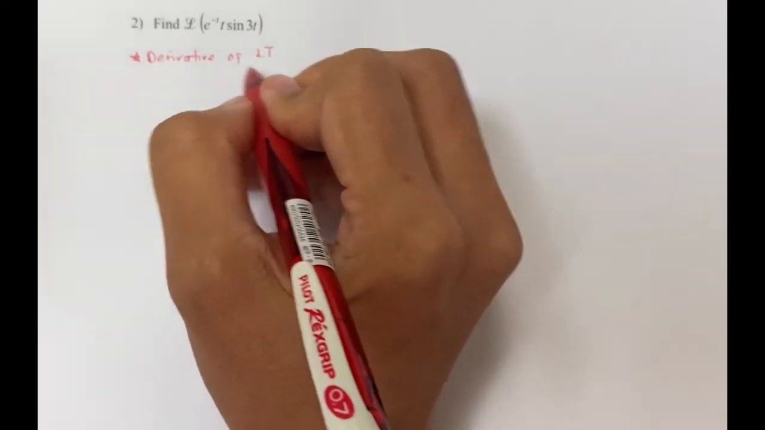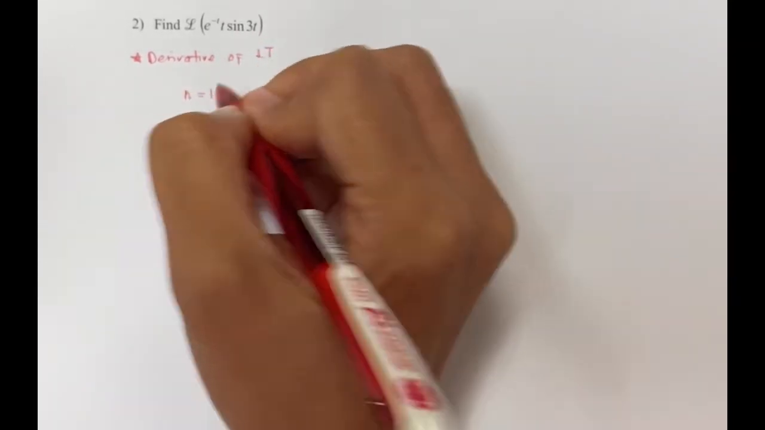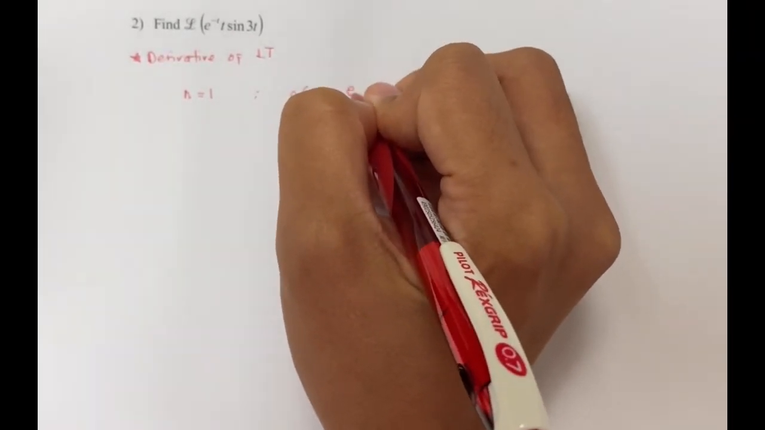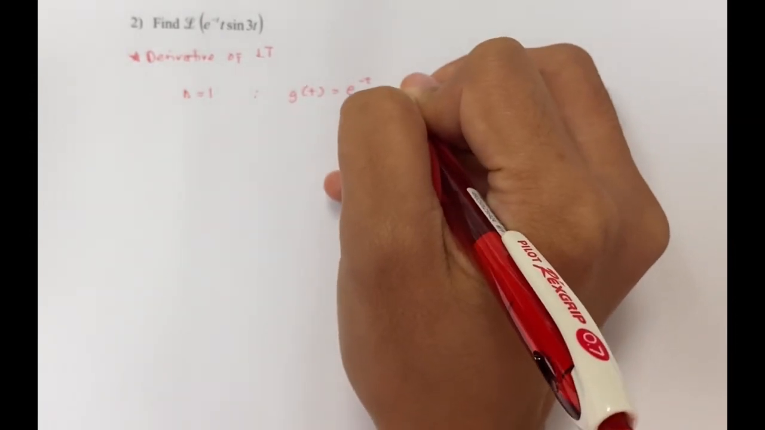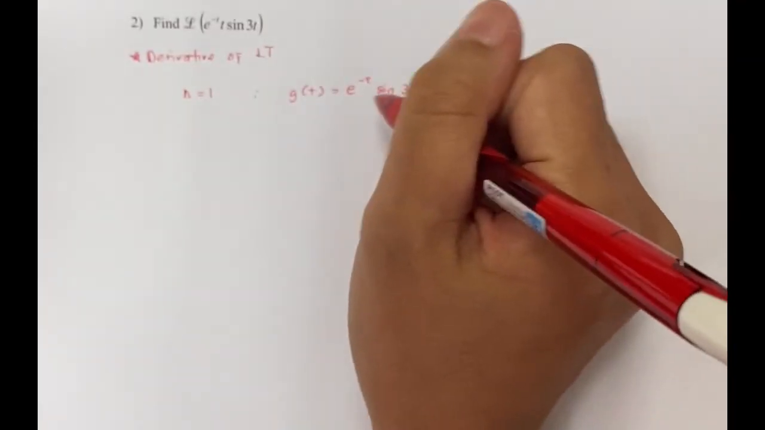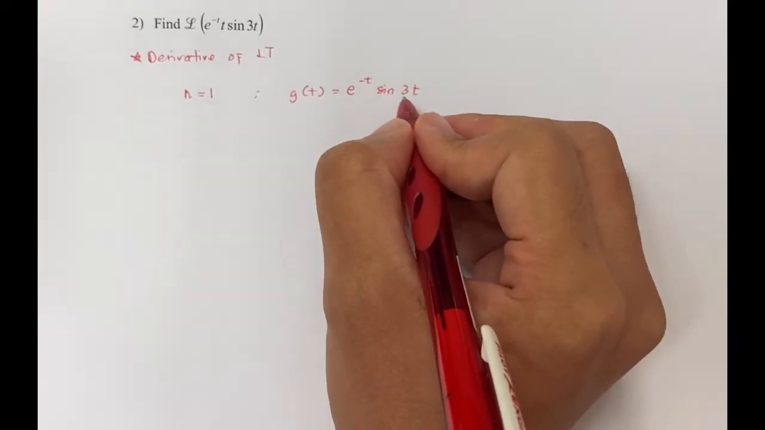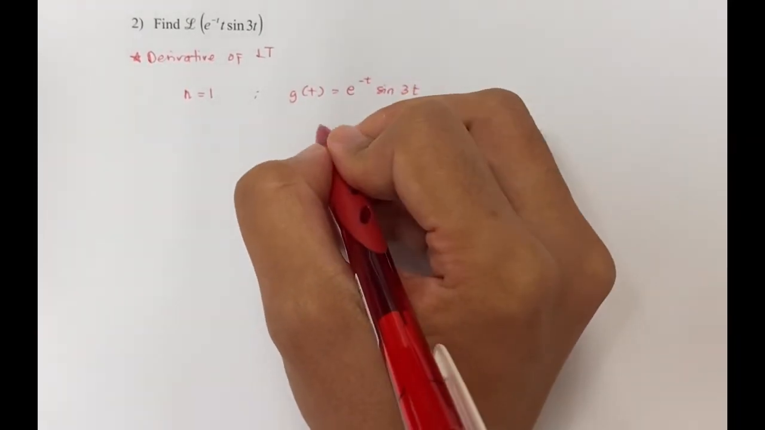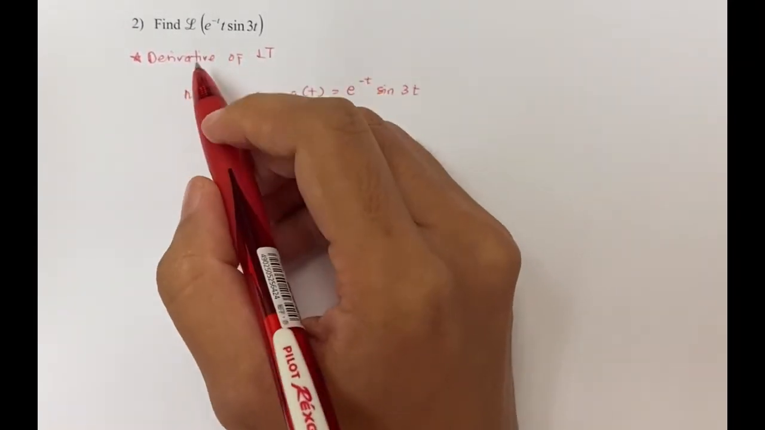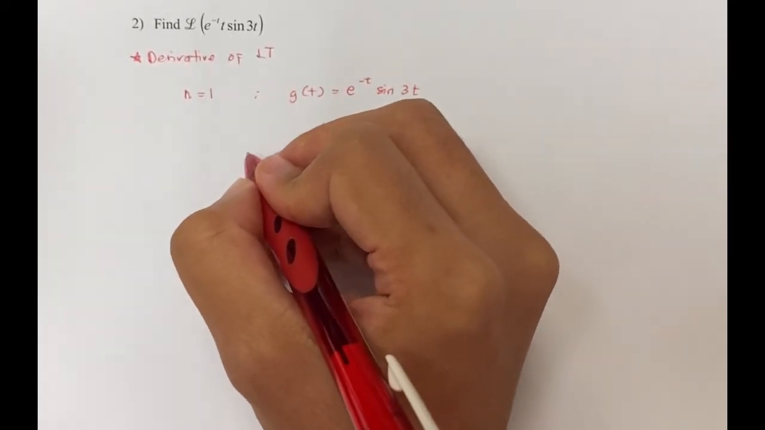For the derivative of the Laplace transform, I need to determine my n first. So n in this case is equal to 1. So my g(t) becomes e to the power of negative t times sine 3t. Okay, so we need to find g(s). Because this is a product of an exponential and sine 3t, you need to determine a equal to negative 1. We started with the derivative of the Laplace transform, but now you need to use the first shifting property.